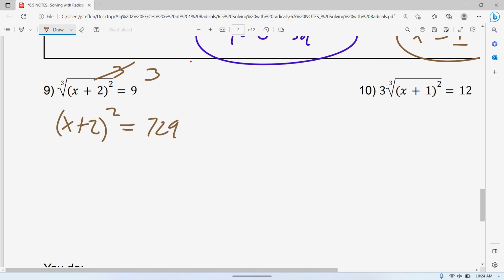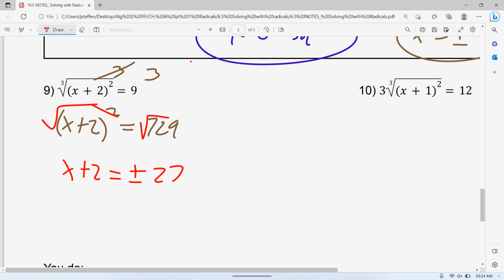Then to cancel out that squared, we need to take the square root, which is 27, the square root of both sides. But again, plus or minus 27. Now this is the part where you really have to pay attention to. And this is no different than what we did before. That you're not done with that.